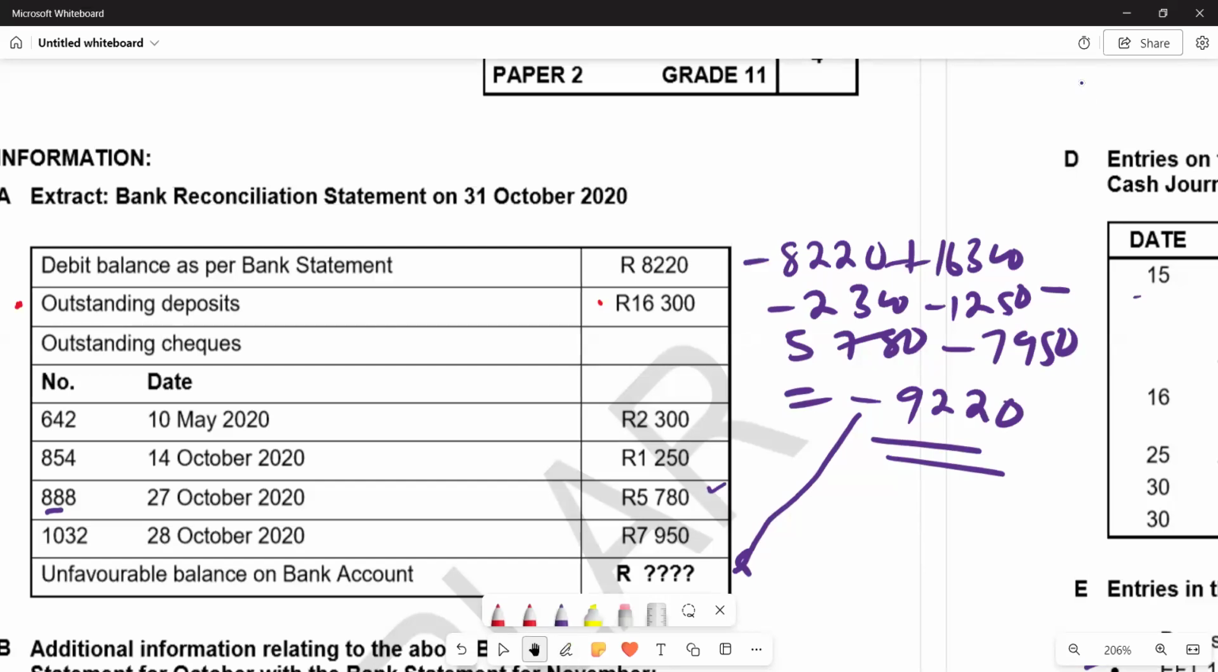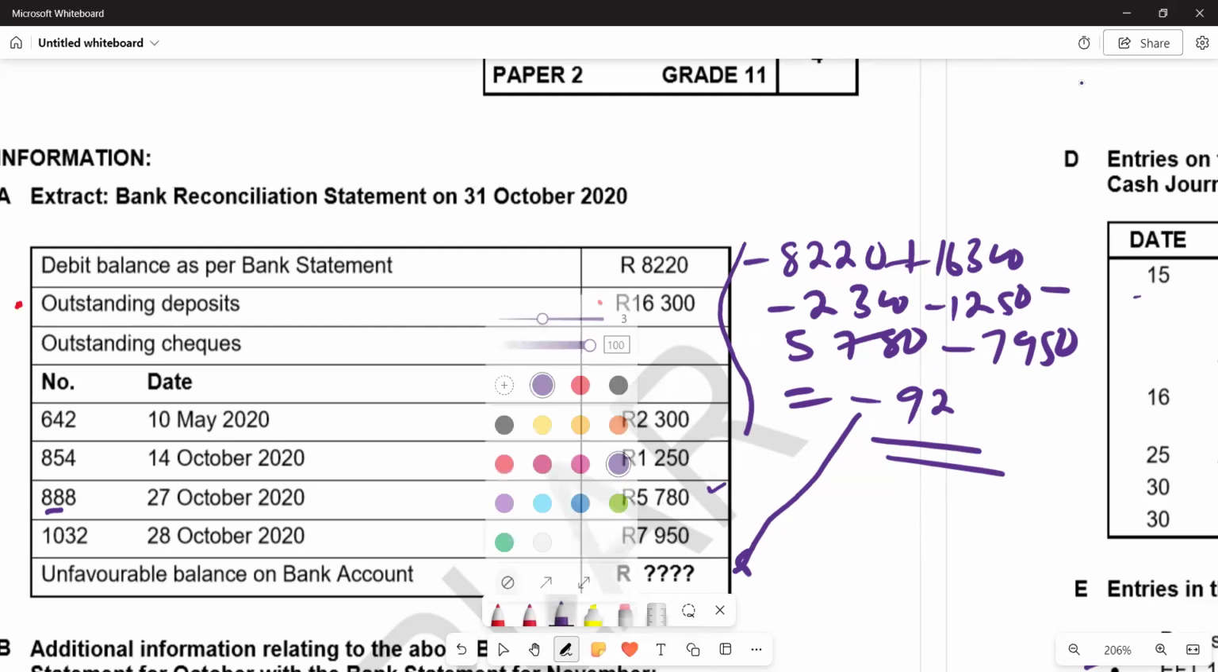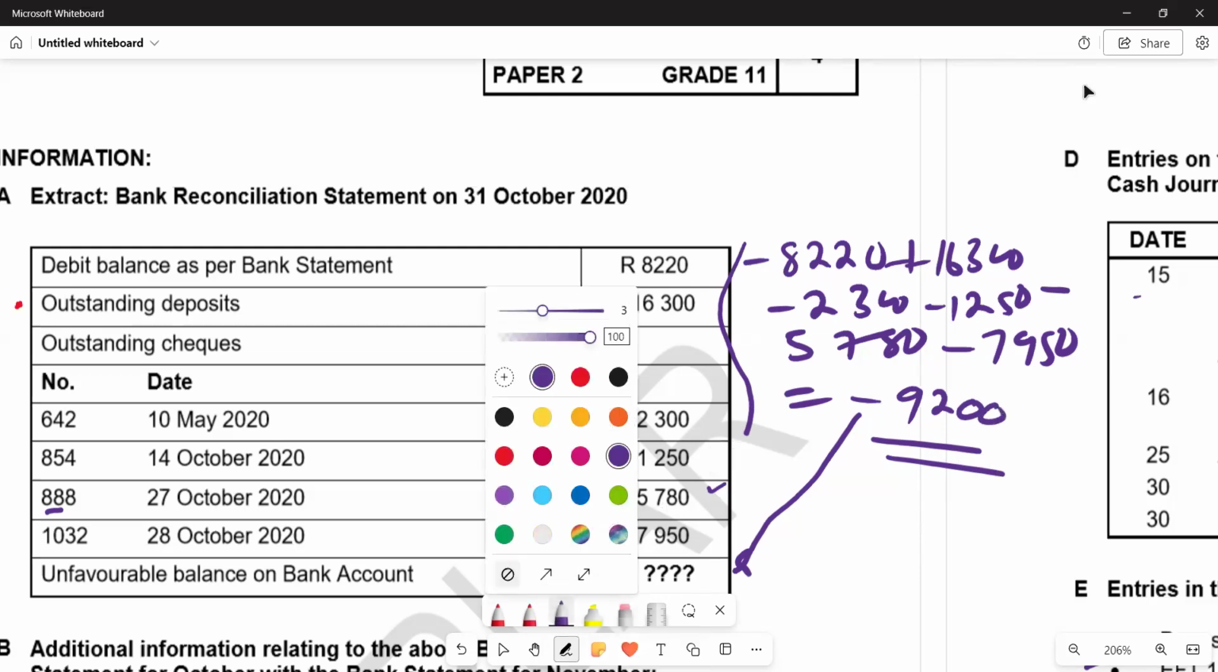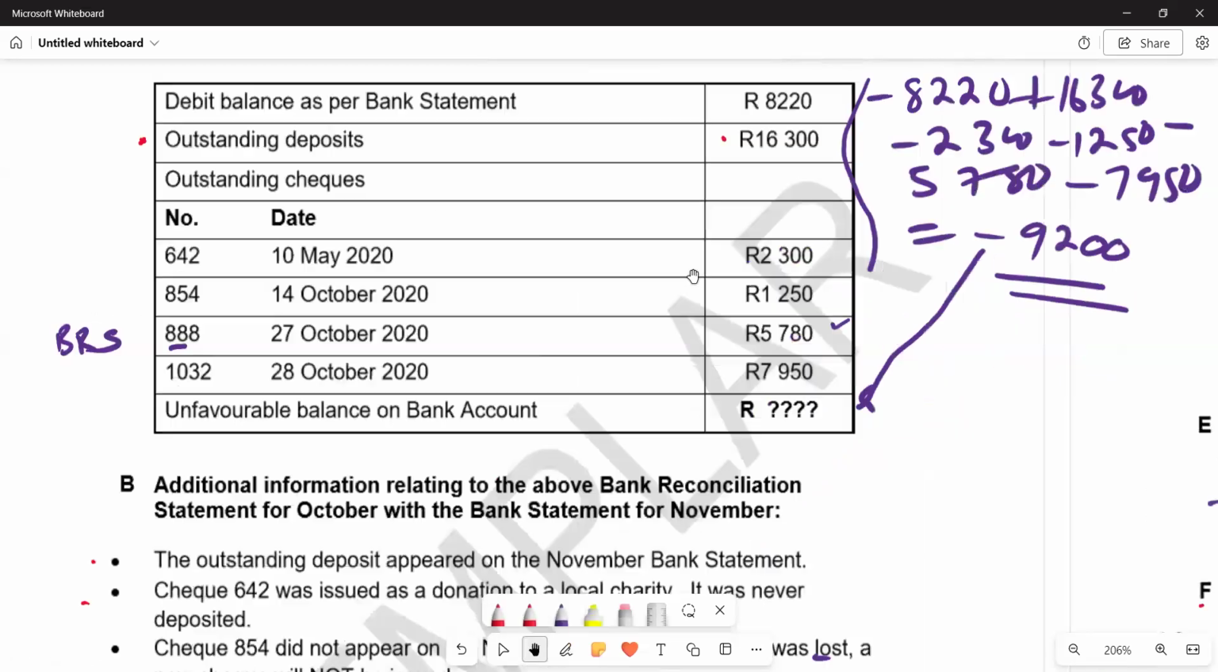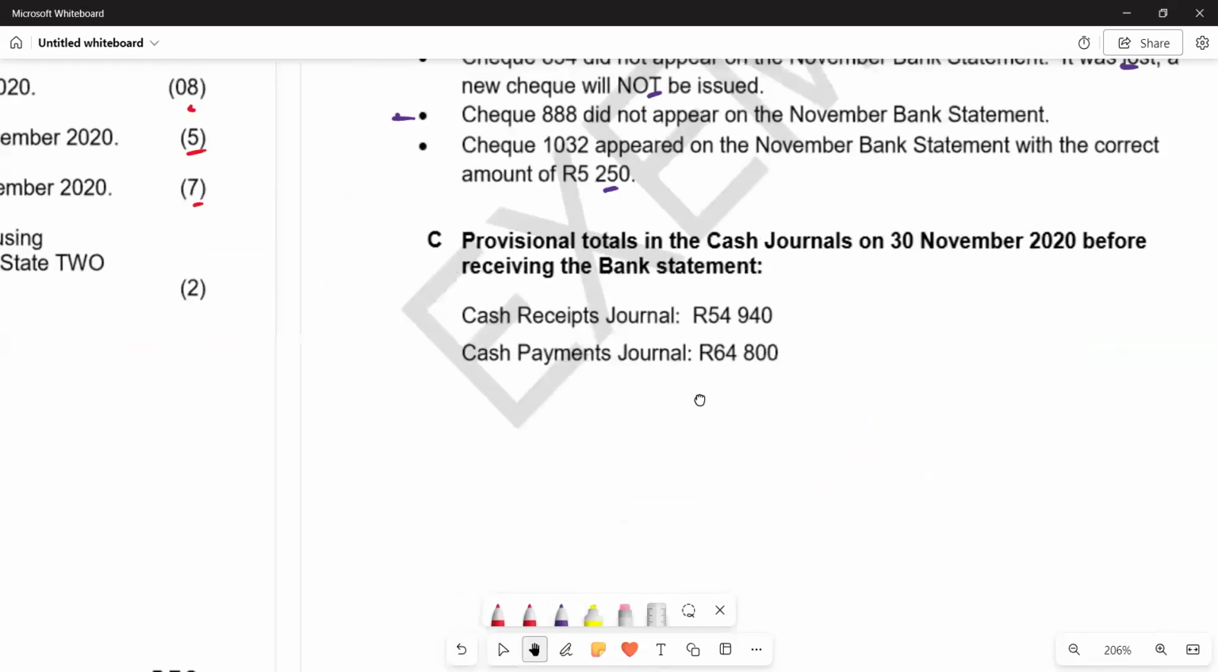If you come back here to the calculation that we had here, it means we made a mistake here. So if you add it correctly, you're not supposed to get negative 9,220, but the answer that you are supposed to get there is negative 9,200. So that's where we have a mistake. So we can just correct it. There we have a negative 9,200. So when you are now calculating the bank balance, we are going to use the corrected figure that is negative 9,200. So we go down.